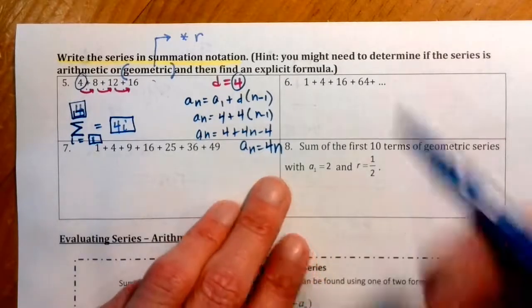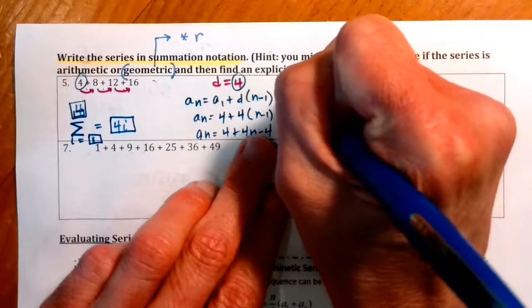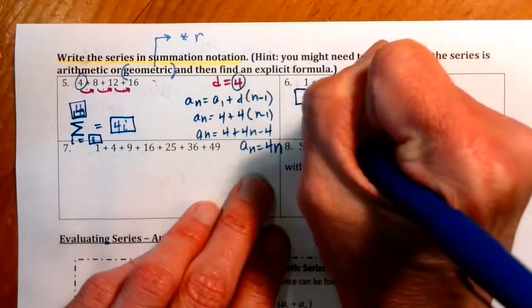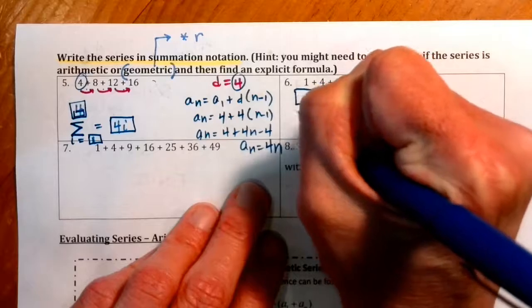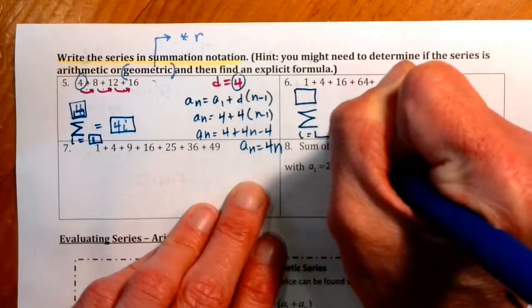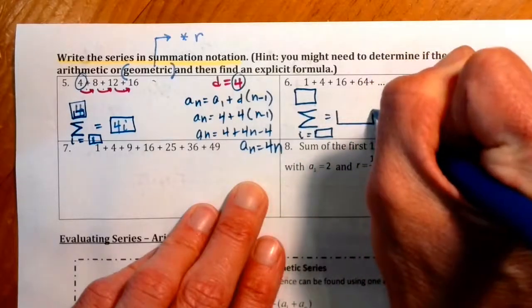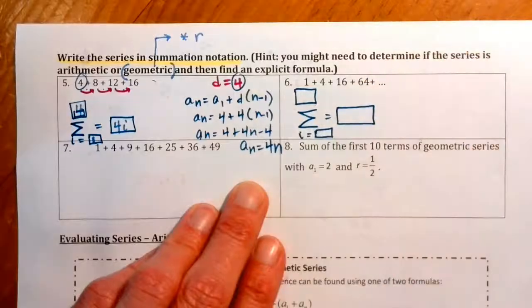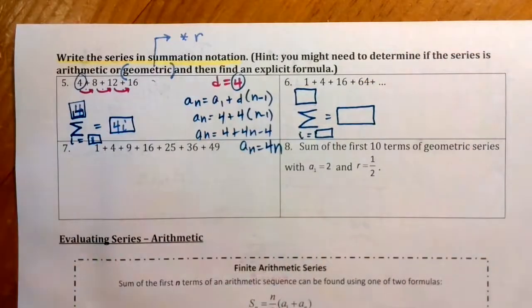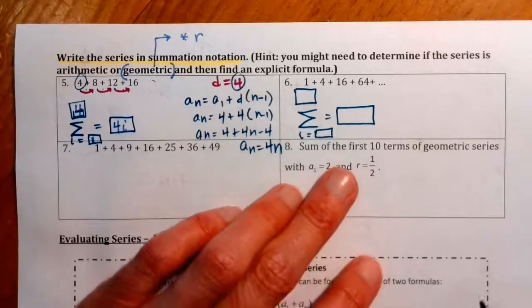Let's get our boxes set up and we'll do a little bit of a better job. This is where my series ends. This is my sigma. This is where my series begins. And this represents my rule. So we have a little bit more room for this one. All right, let's see what happens here.